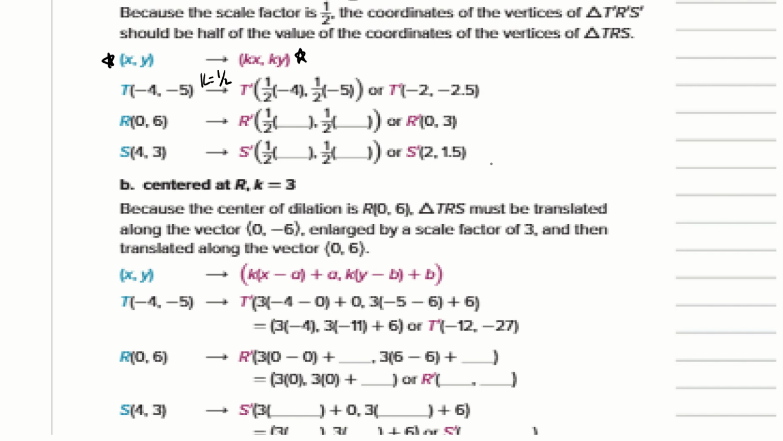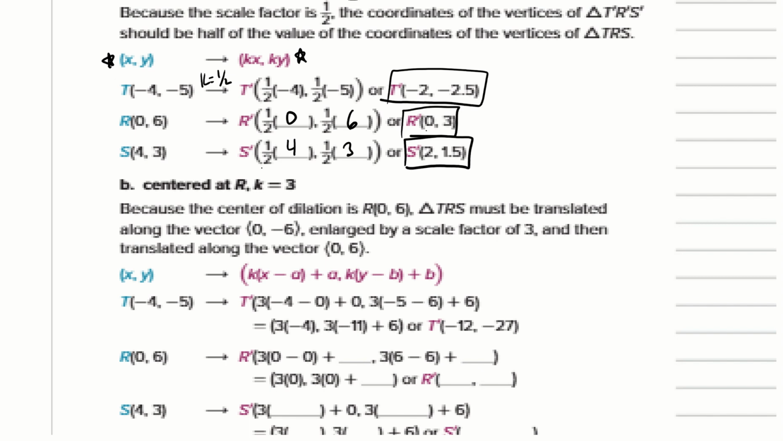And that's what we do here. Half of -4, half of -5. All right, half of 0 and half of 6, which is 0, 3. So we got the answer there. These are the answers. I'm just going to box the answers. And then we got half of 4, and then half of 3. Half of 4 is 2, and half of 3 is 1.5. Okay? That's how you do it.